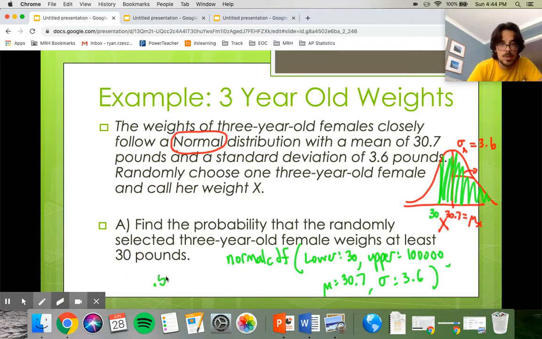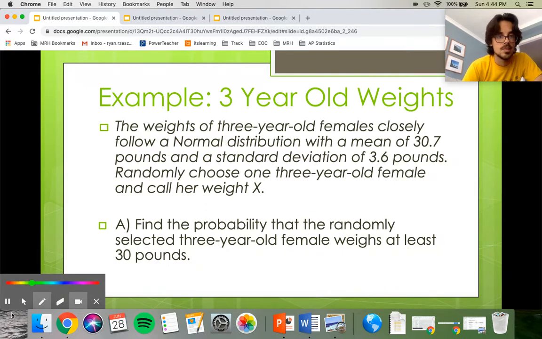If this was like a free response question, I would do a whole fancy answer and restate the question: the probability that a randomly selected 3-year-old weighs at least 30 pounds is this. But for the purposes of the notes right here, you guys should already know how to do that.